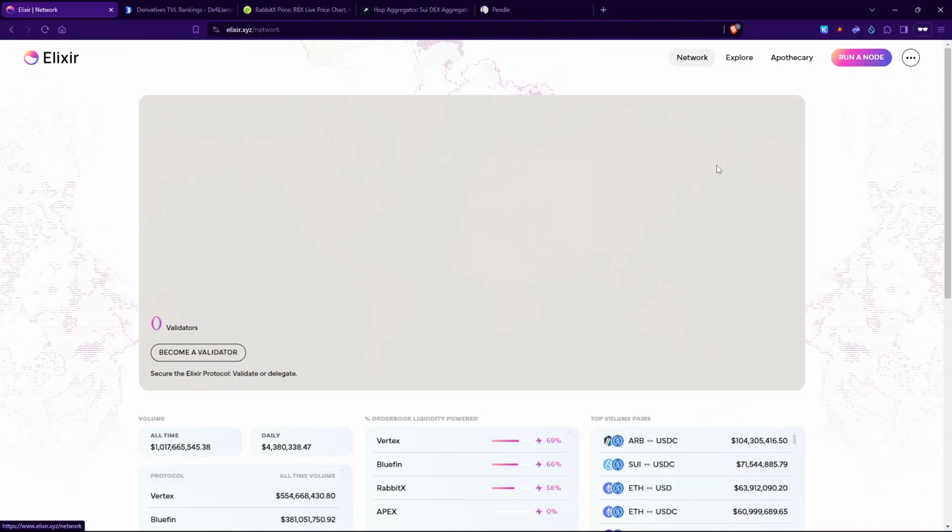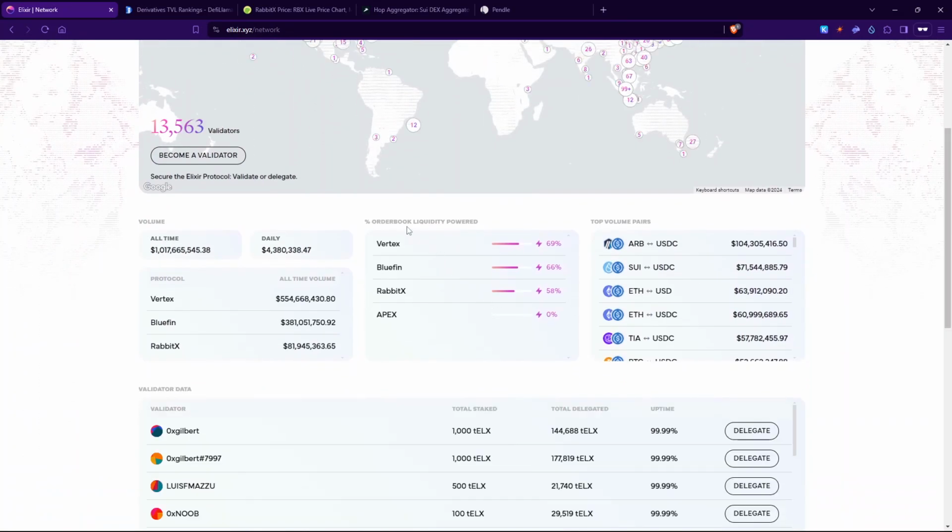So let's see the network here. If you see here, for the exchanges it is currently supporting, Vertex, Bluefin and Rabbitex, more than 50% of liquidity on all these exchanges is coming from Elixir. This is pretty good, right? You can also see the volumes: Vertex is generating the highest volume using Elixir's liquidity, Bluefin next, and Rabbitex is also there.